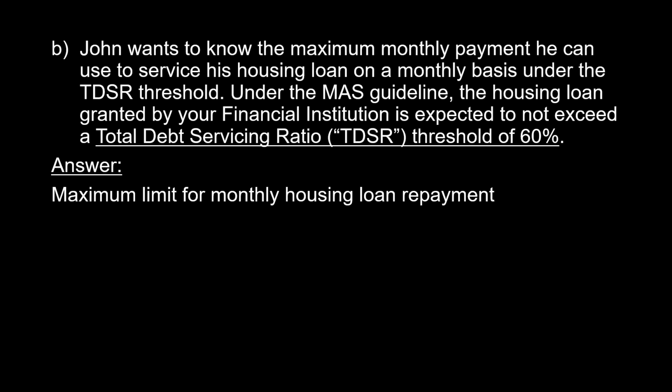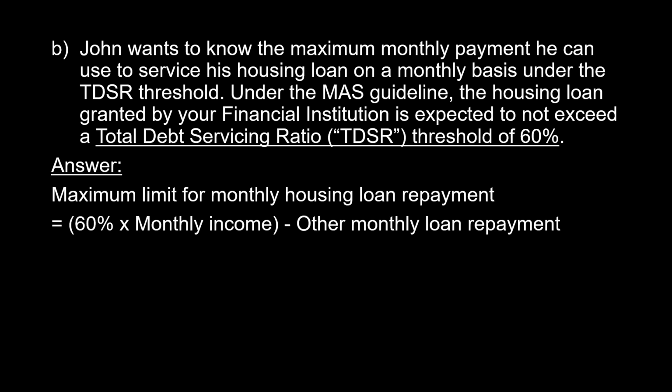Next, John wants to know the maximum monthly payment he can use to service the housing loan on a monthly basis. So there's this thing called TDSR, the total debt servicing ratio, with a threshold of 60%. So in short, you call it TDSR. Now we're going to find the maximum limit for monthly housing loan repayment.